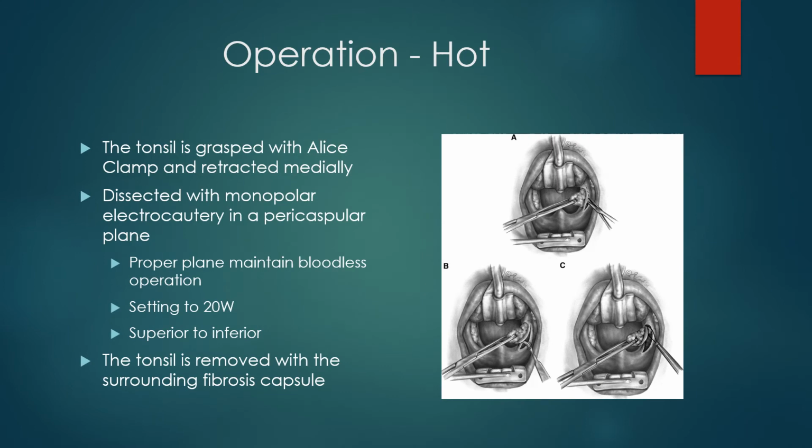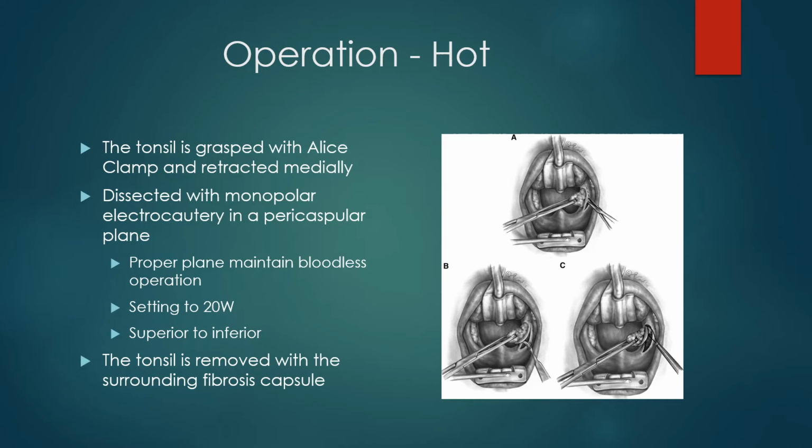The most common type of tonsillectomy performed is what they call hot, in which electrocautery is used, either monopolar or bipolar. Here, the tonsil is grasped by an Allis clamp and retracted medially to see the lateral extent of the capsule. Next, dissection with the monopolar is completed in the pericapsular plane. Typically, the setting will be 20 watts and is dissected in a superior to inferior direction.